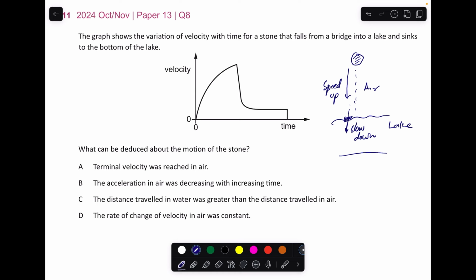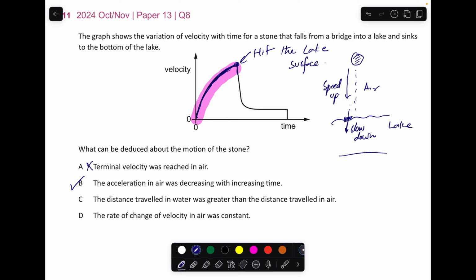If you see the graph clearly, the velocity is increasing during this journey, and at this point it is central. So this is the point where it hit the lake surface. Option A, terminal velocity was reached in the air. No, this is the journey when it was in the air, and no terminal velocity is achieved at this point. The acceleration in air was decreasing with increasing time. Yes, this is a decreasing slope, and we know that a velocity-time graph shows us acceleration. So this is the true option.